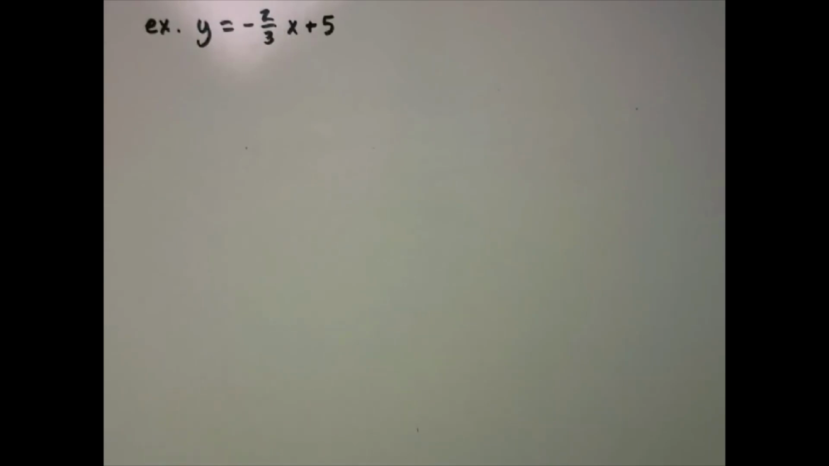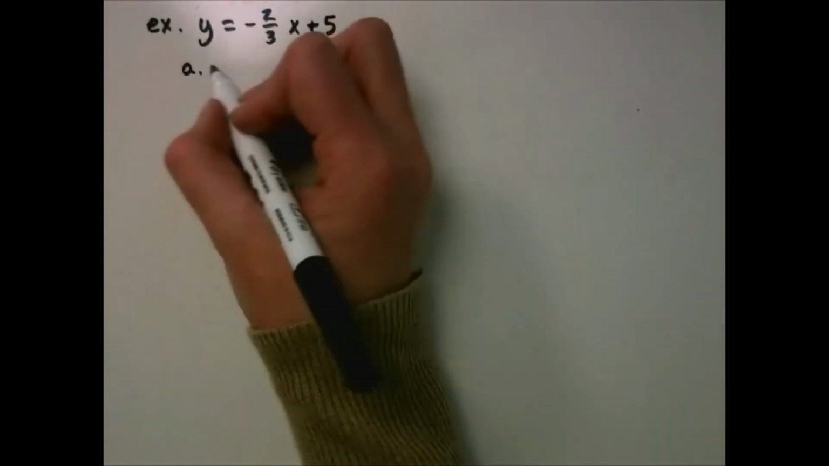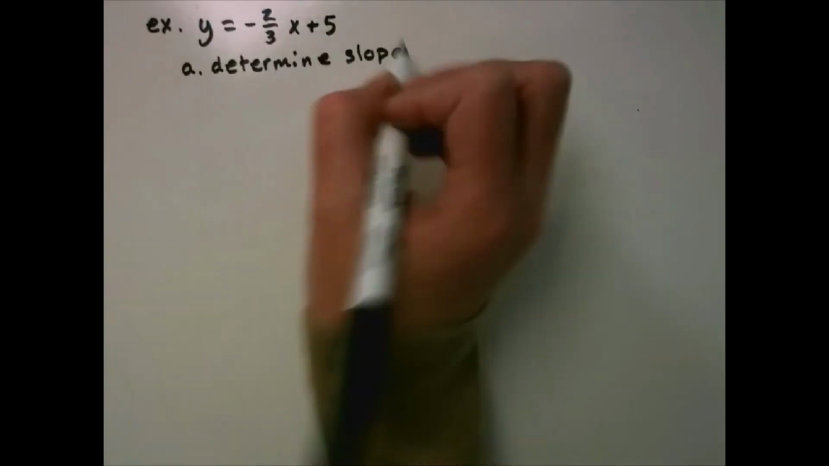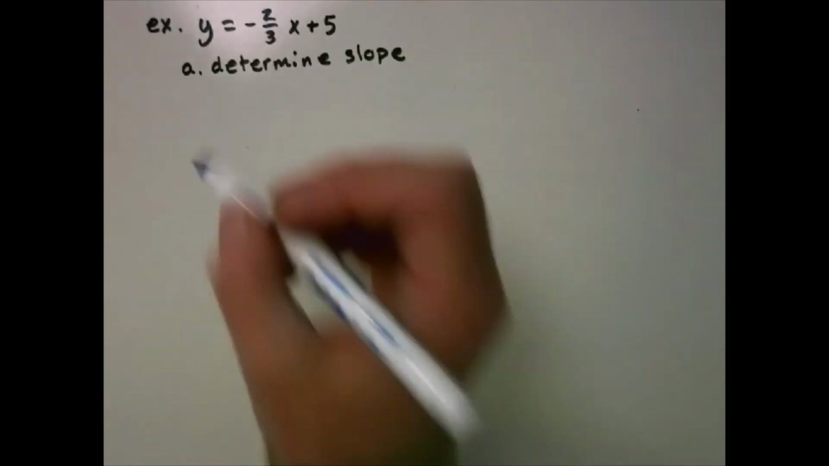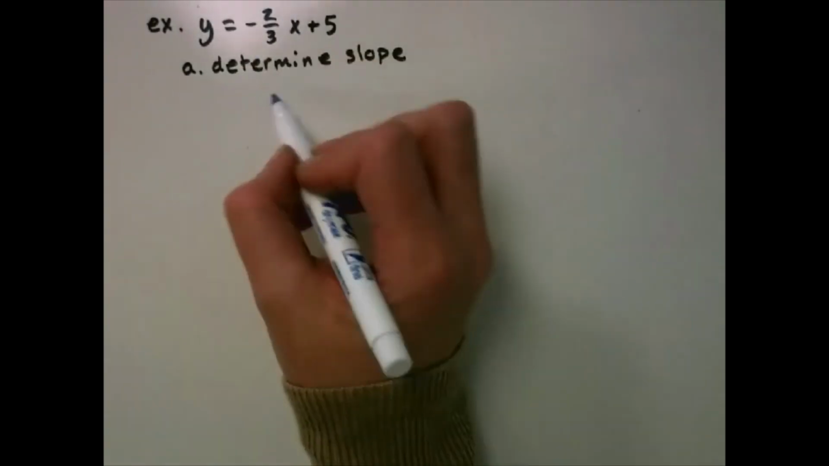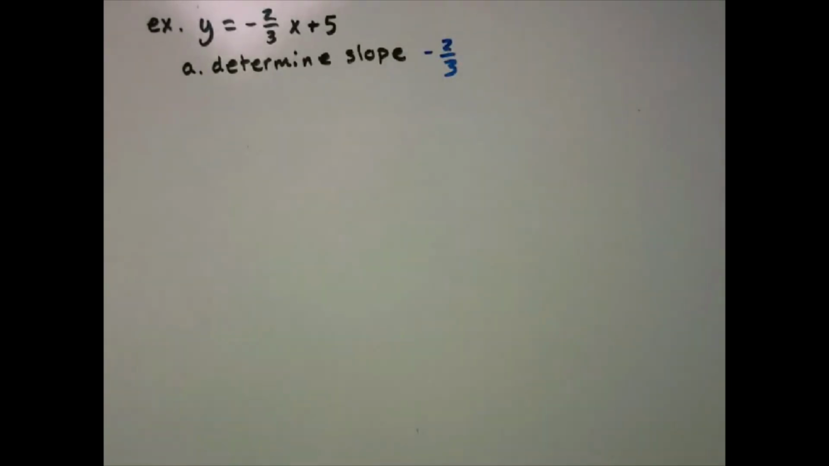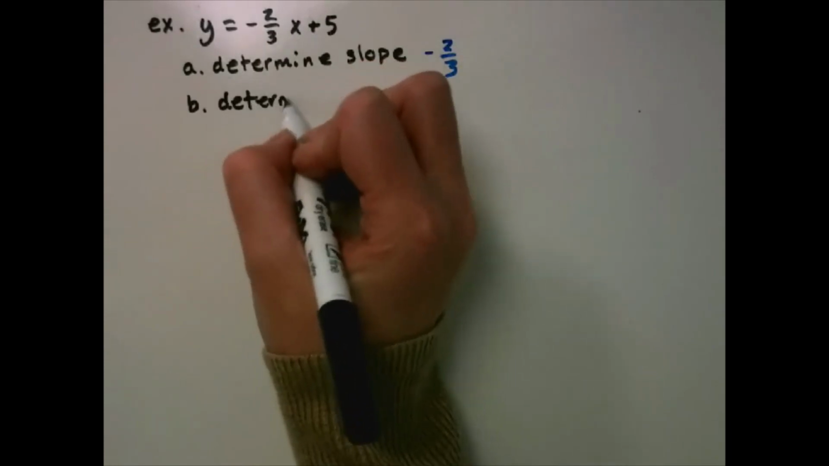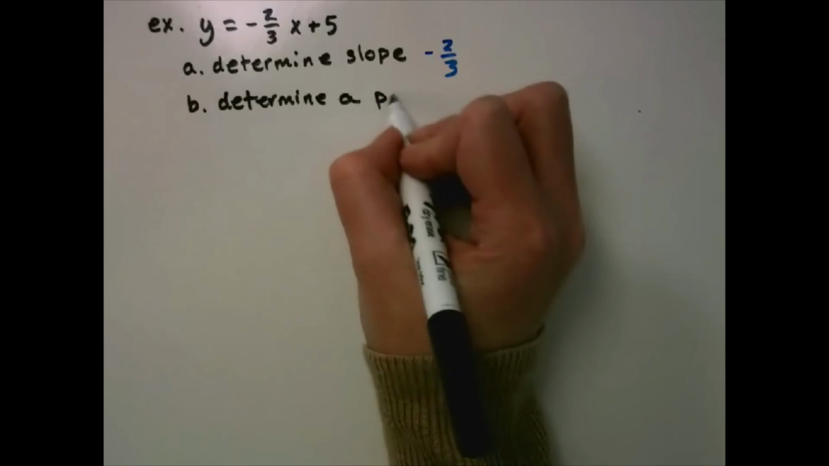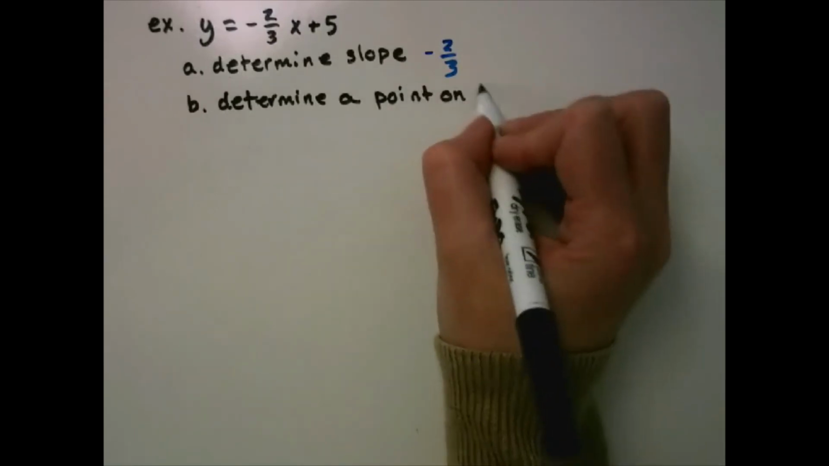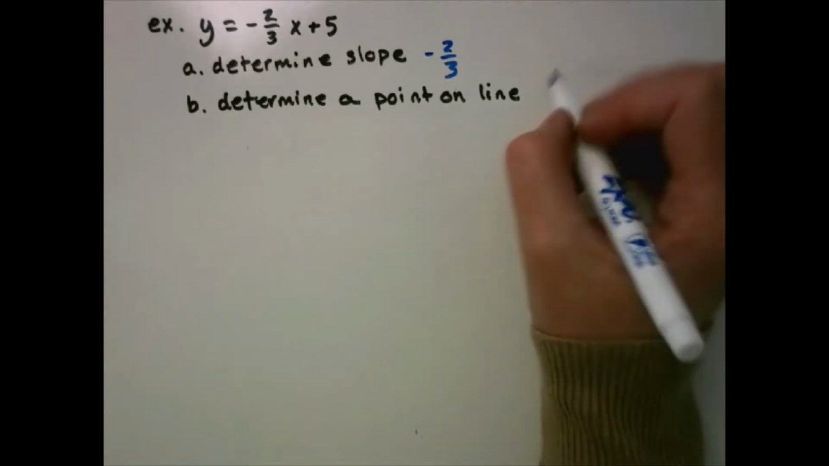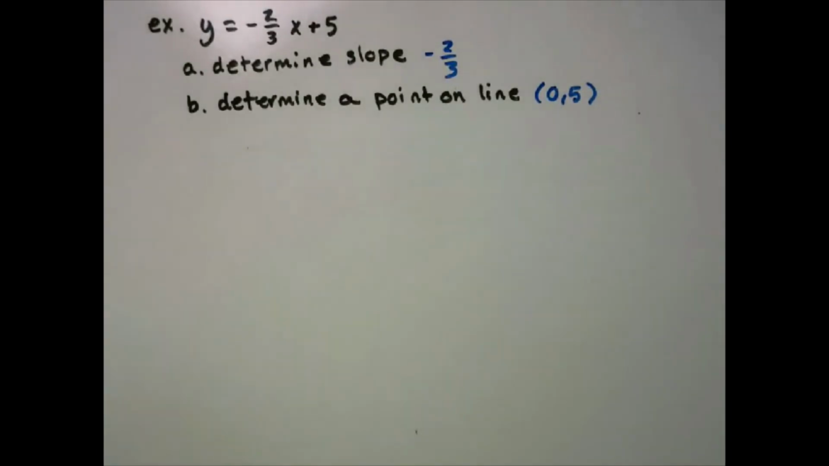Next up, we have an equation of a line. So y equals negative 2/3 x plus 5. We're going to do several things with it. First, we're going to determine slope. So my slope is negative 2/3. Okay. Determine a point on the line. Okay, well, an easy point would be the y-intercept, so that would be the point 0, 5.